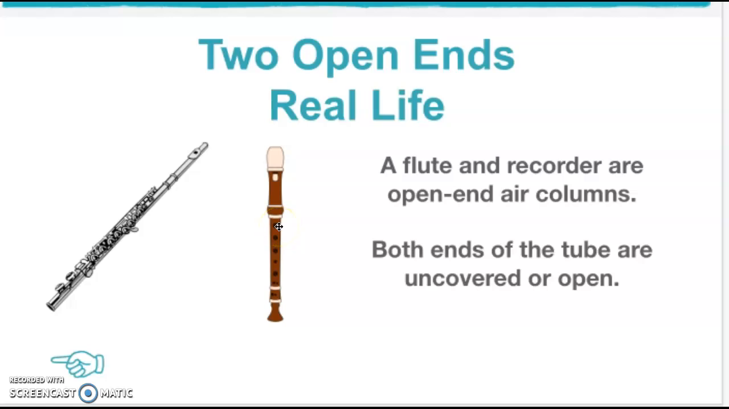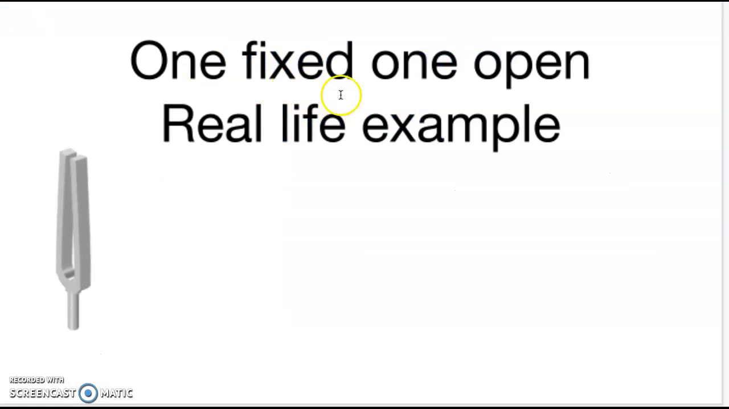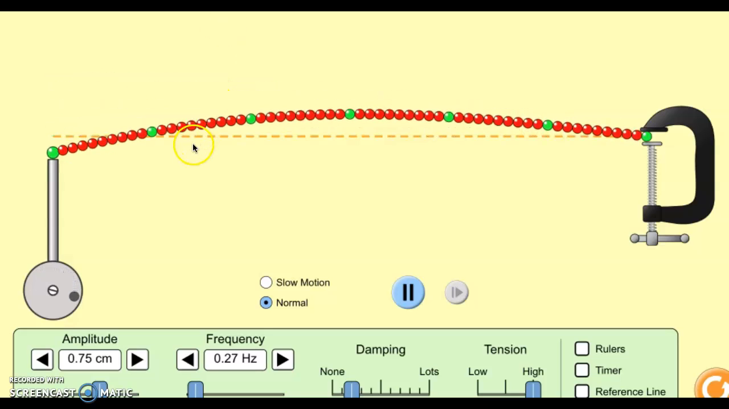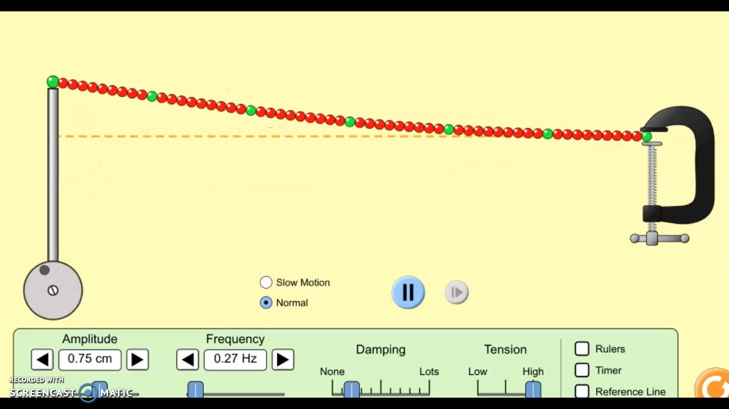A perfect example of 2 open ends in real life is any of these wind instruments, where you have basically air columns set up at either end and open here and here, in your flute and recorder. The only example I can come up with that's helpful to visualize for one fixed end is a tuning fork. These are great. You can see here that they're fixed, yet the vibration is at an antinode at the top here. Now there is a simulation that you can play with, especially in order to get your head around this idea of a loose end.